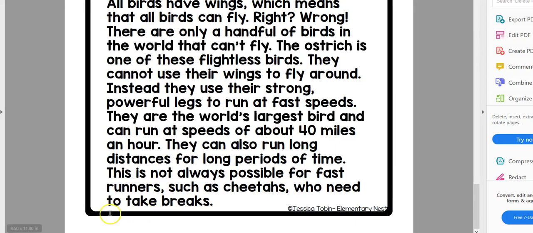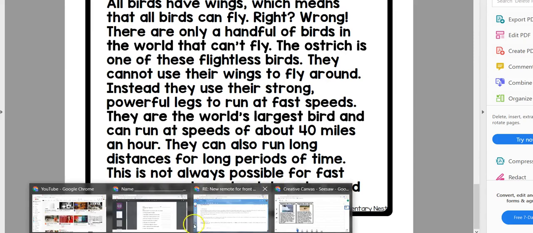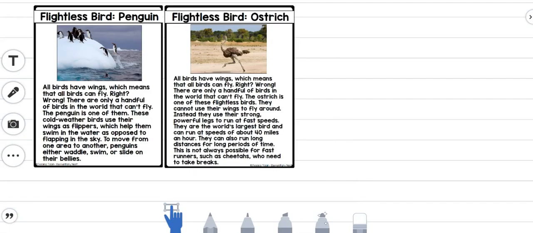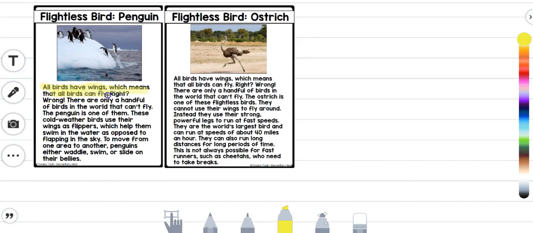So we've read those two passages. I'm now going to pull up a Seesaw Activity. Okay, so here we have our two passages. What I'm going to do first is highlight the things in yellow that are the same, right? So it doesn't outright say it, but both of them are birds that have wings, but they can't fly.